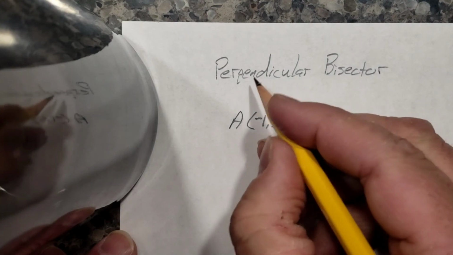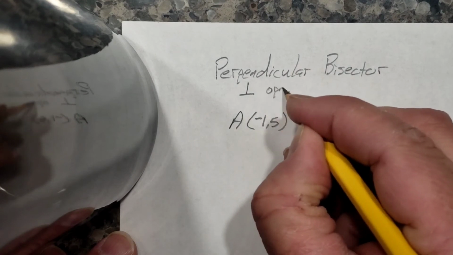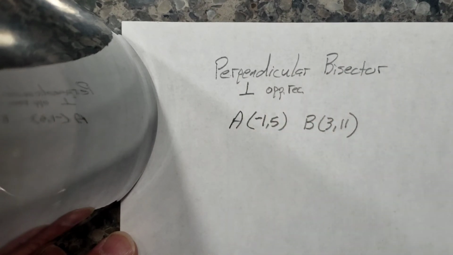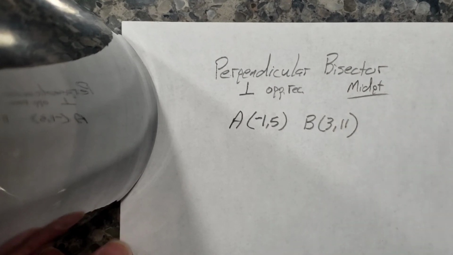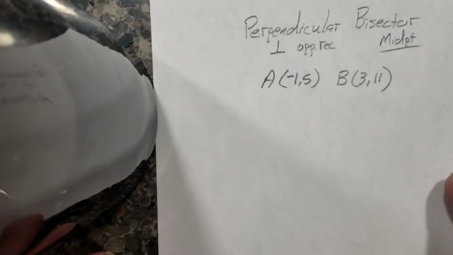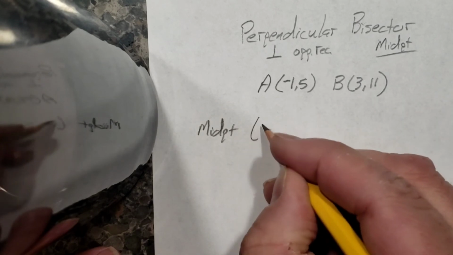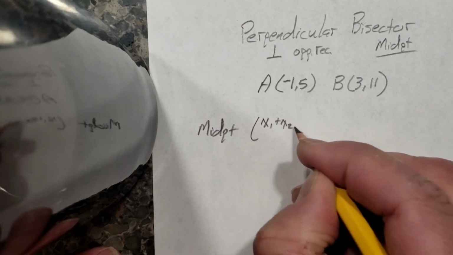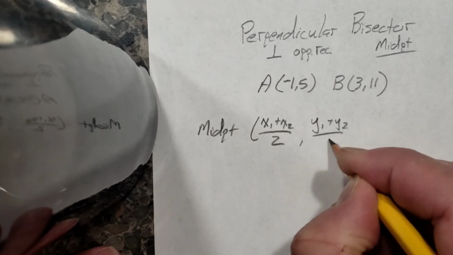Perpendicular bisector. So the perpendicular means we're going to be using slope, and again, opposite reciprocal. And the bisector means we're finding the midpoint. That's the point right in the middle. So that's the key to this equation. First, we're going to go through and find the midpoint. And the midpoint, you guys should know the formula. You add your x coordinates, divide by 2. Add your y coordinates, divide by 2.